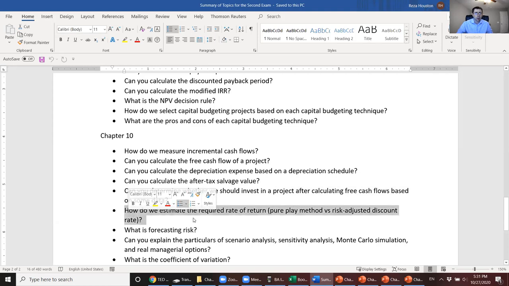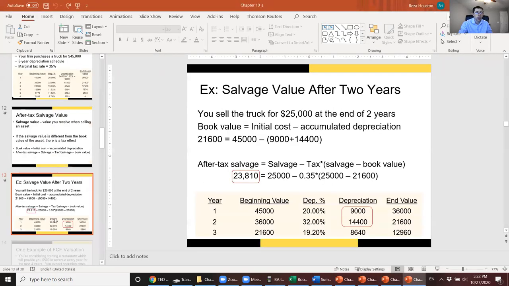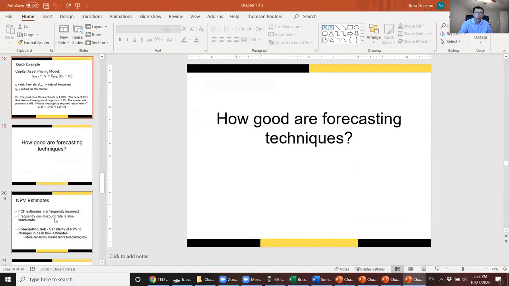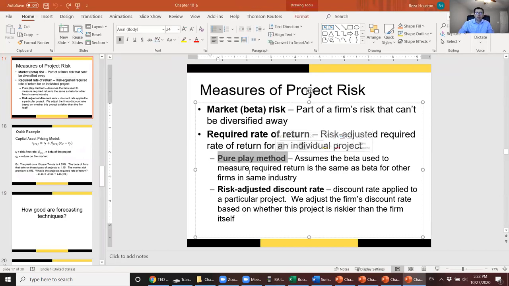How do you estimate the required rate of return? Okay, so there are two ways that we estimate your required rate of return on an asset. Pull it up because I know I haven't talked about it in class yet. But the two ways that we determine this are these two that you see here, the pure play method and the risk-adjusted discount rate method.